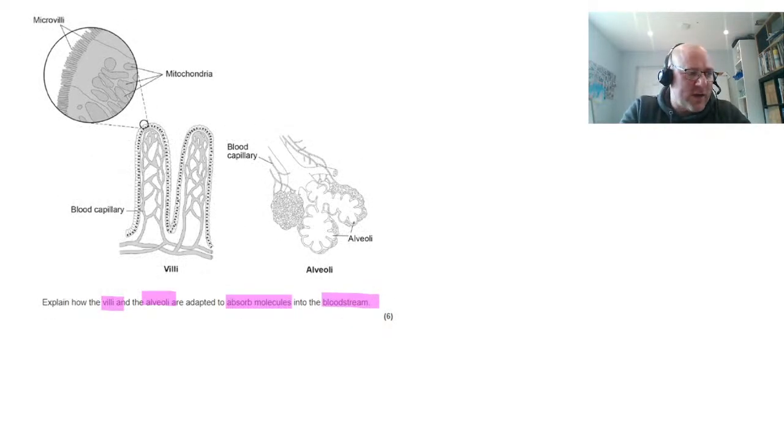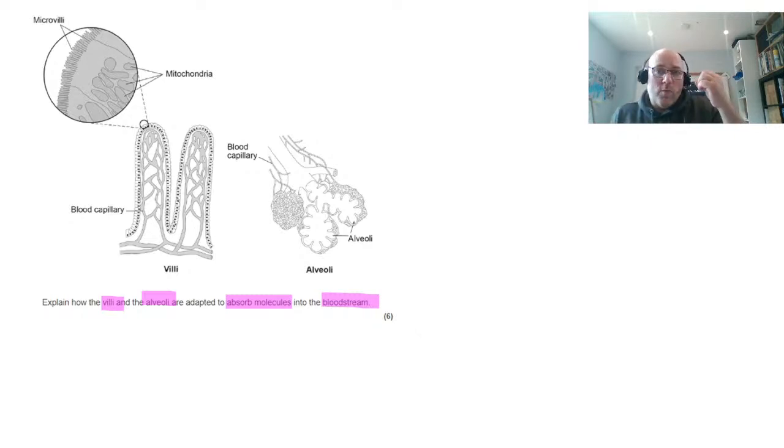This is just showing you a 6 marker. So this 6 marker said explain how villi and the alveoli are adapted to absorb molecules into the bloodstream. So it's all the answers you've said. So you'd need to say the 3 things that they all have. They both have those 3 things. And then explain how they help.